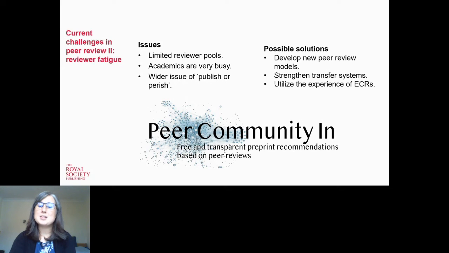Academics are also extremely busy and often need to balance peer reviewing with multiple other tasks. Therefore, academics can easily develop reviewer fatigue, particularly if they are frequently asked to review. Reviewer fatigue is also compounded by the overall publish or perish system. In short, since there is so much pressure on academics to publish, this means more academics are needed to review papers.